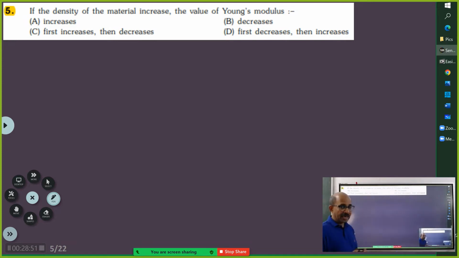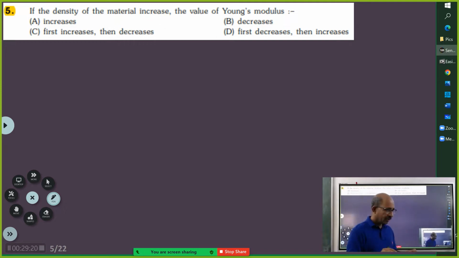See, now here you understand, density of a material increases. So now go to the micro level. When the density of a material increases, what happens inside the material? Lesser free space. More packing and fewer white spaces.